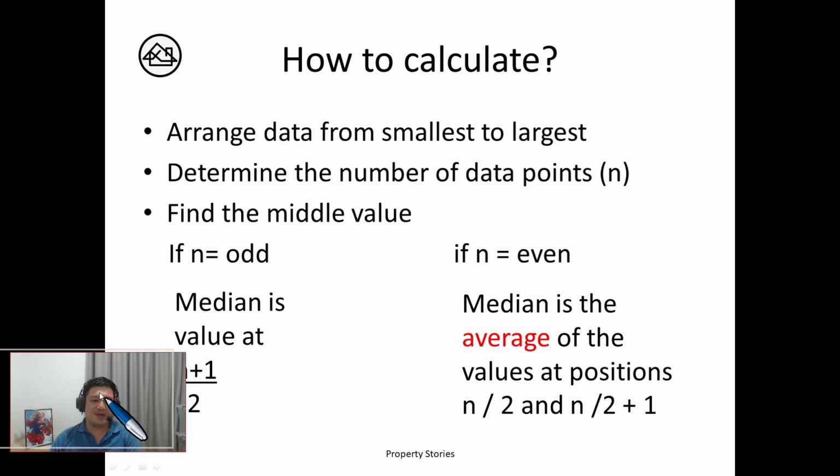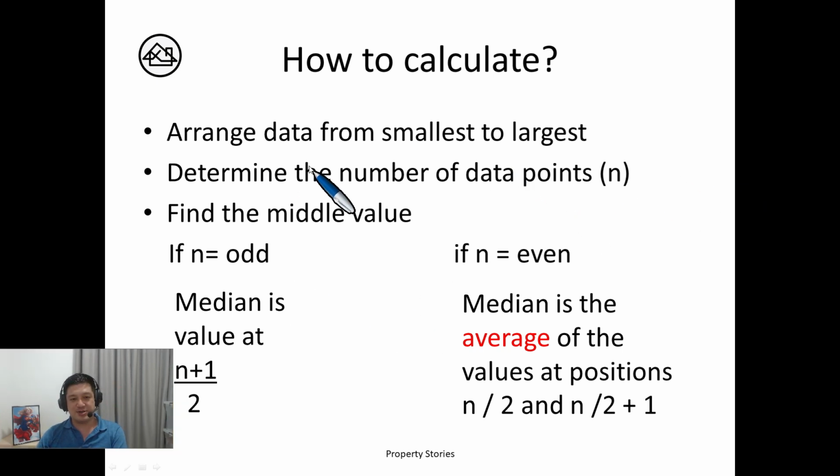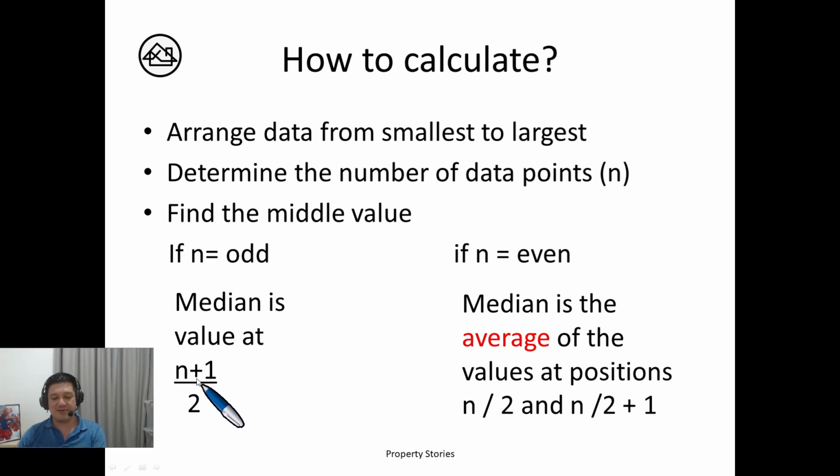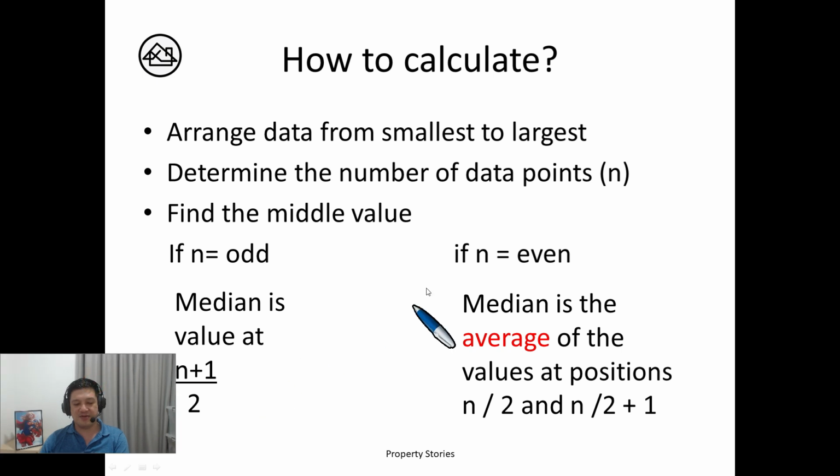So how do we calculate median? Arrange data from smallest to largest, determine the number of data points, how many data points there are, call this n, and find the middle value. If n is odd, the median is the value at position (n plus 1) divided by 2. If n is even, the median is the average of the values at position n divided by 2 and n divided by 2 plus 1.